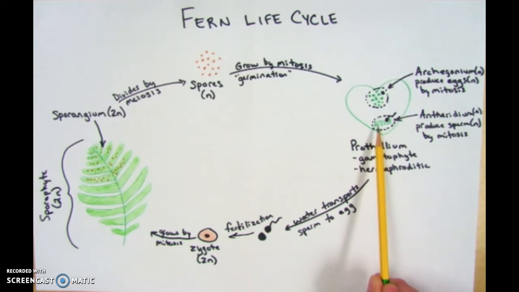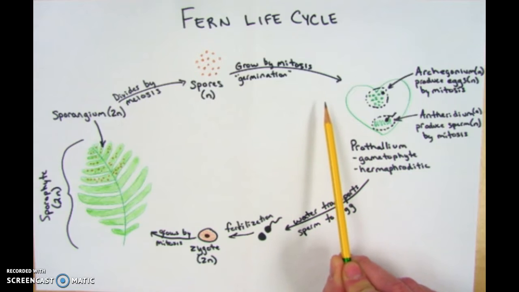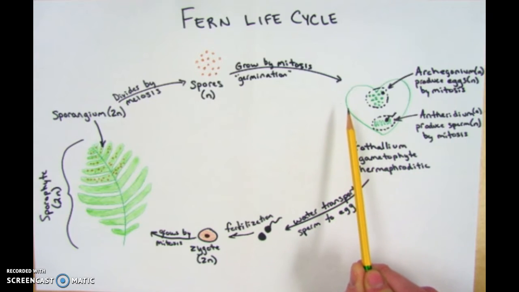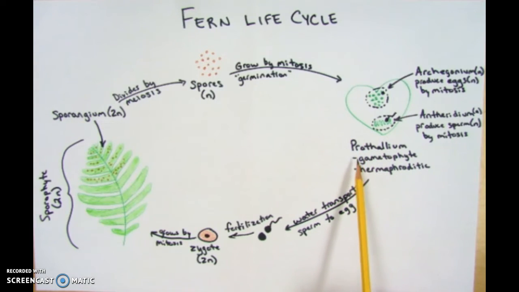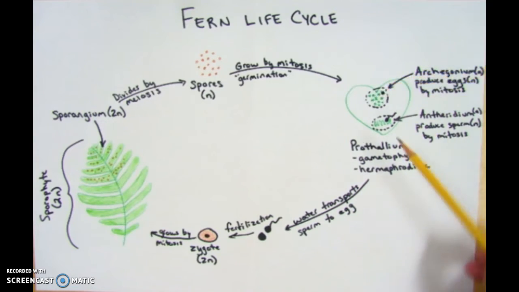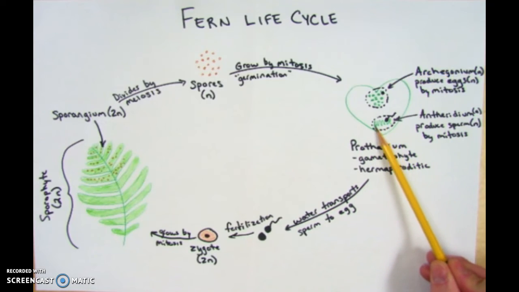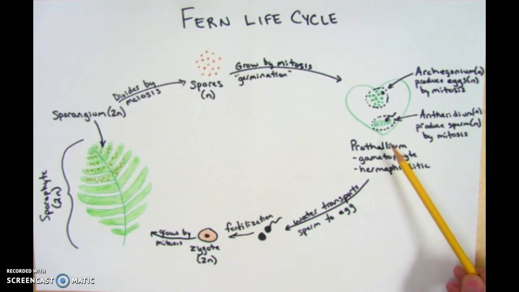Unlike the mosses, which had some plants that were female and some that were male, the prothallium is actually hermaphroditic, which means on part of the structure there is an archegonium. This structure would be considered the female reproductive organ, and then this part is the antheridium, which is the male reproductive organ. So they're still haploid, as indicated by the N here.